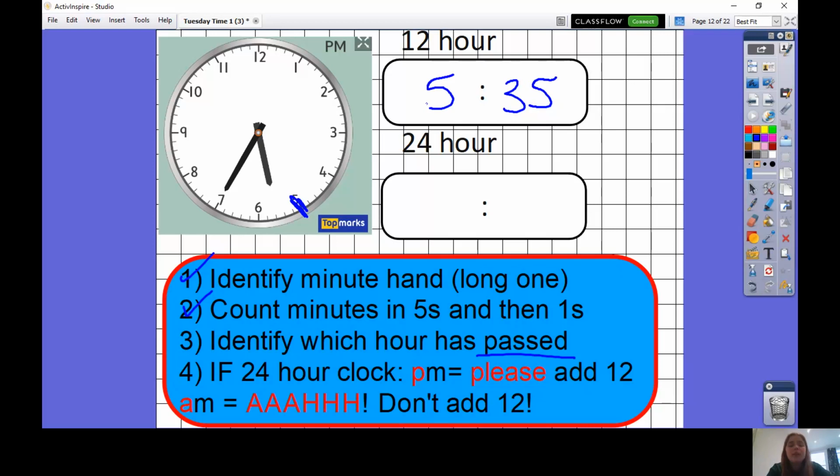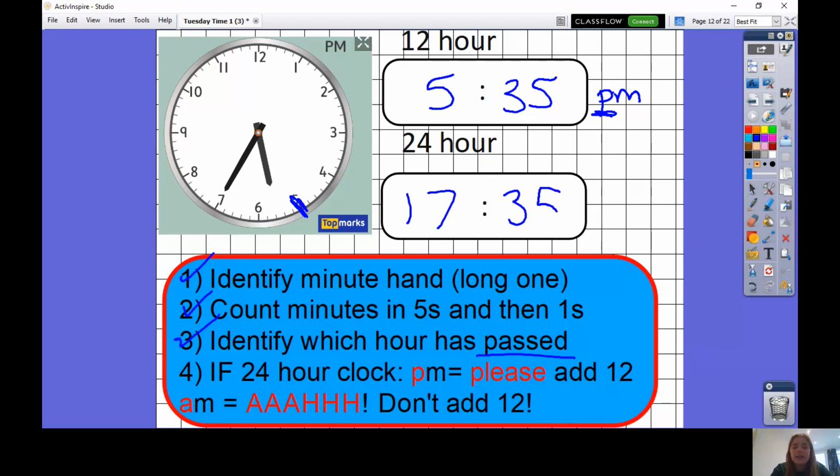Now, in the 12-hour clock today, I'd like you, please, to write 5:35 like that, and then you put whether it's PM or AM afterwards. PM like that. Okay, so now I need to determine what that time would be in the 24-hour clock. PM, that means please add 12. We're looking at the second set of 12 hours. 5 add 12 is 17.